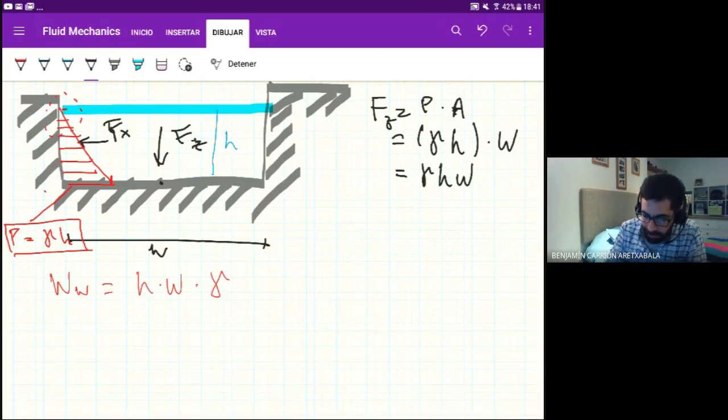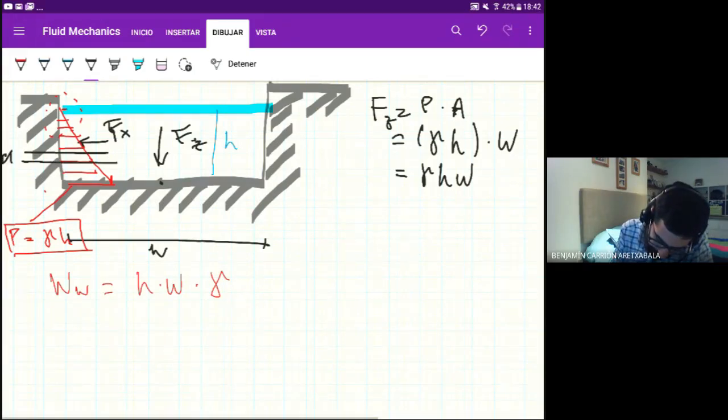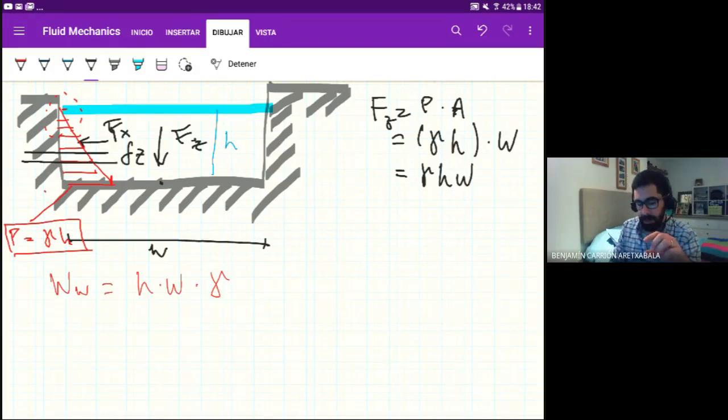I would recommend you to always think in differential terms. So if you think in differential terms, you can say, okay, let's take a slice. It's going to have a width, a height of dz.